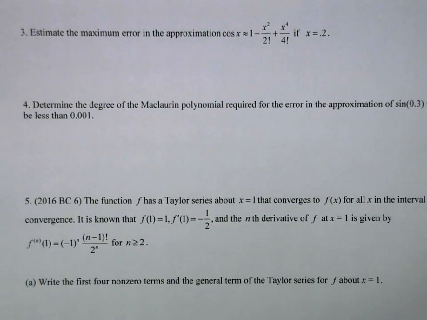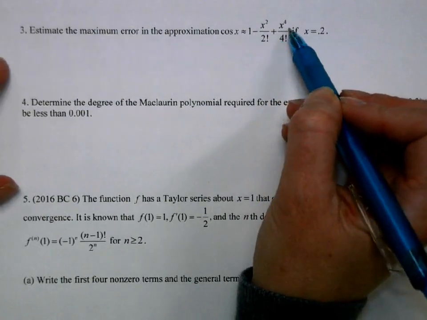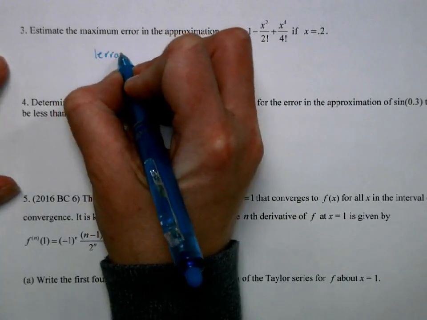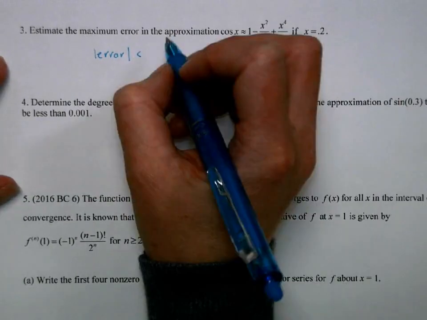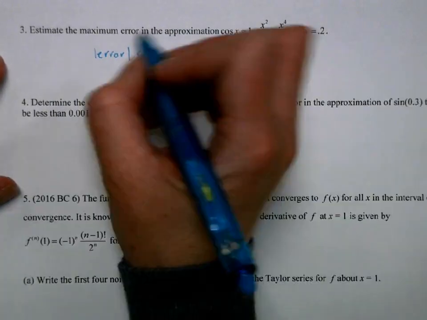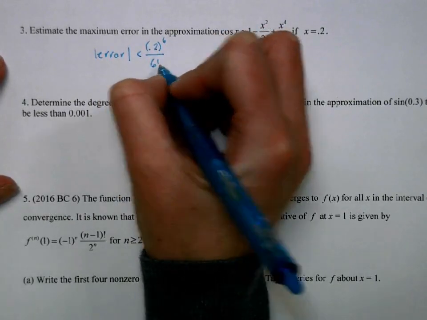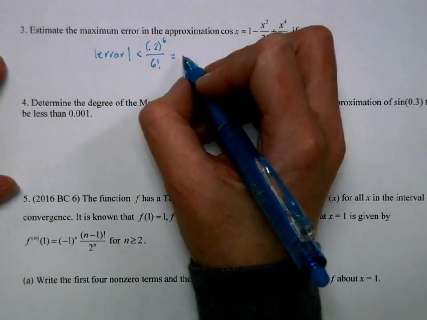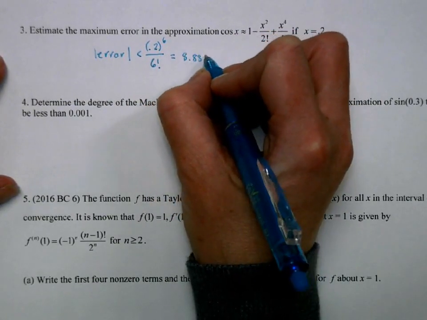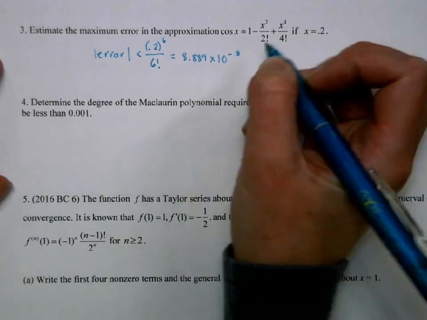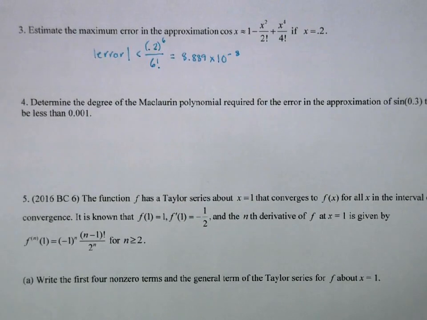Now we're going to find the maximum error in the approximation of cosine, this time at 0.2. We're using 3 terms here. The next unused term would be the power 6 over 6 factorial, and we're going to plug in 0.2. So we've got 0.2 to the 6th over 6 factorial. This one gives us 8.889 times 10 to the negative 8. If you were to type this in your calculator, you would have 7 decimal places before there was even a slight difference, which is pretty impressive.